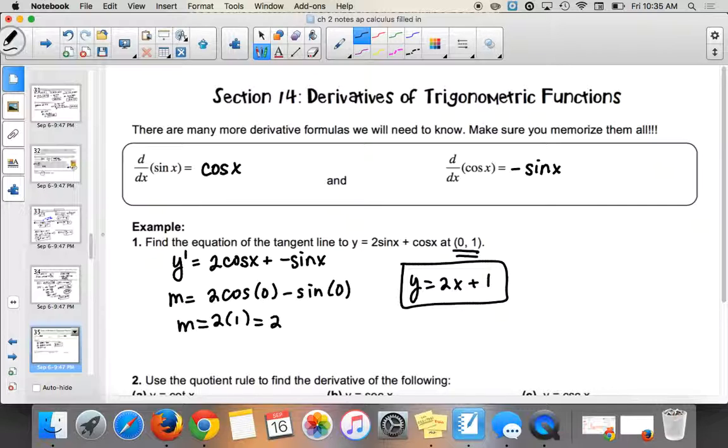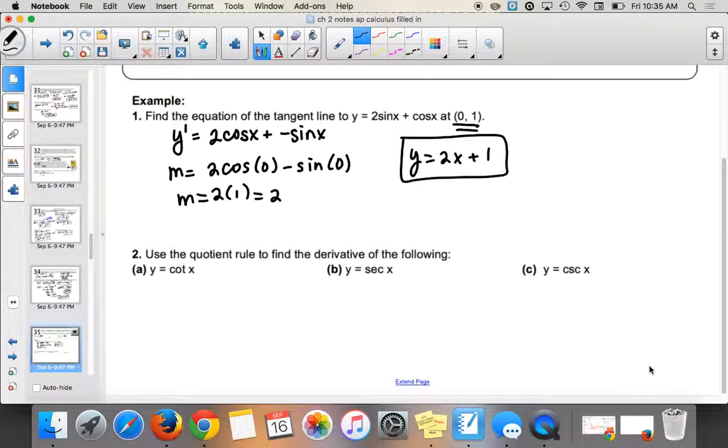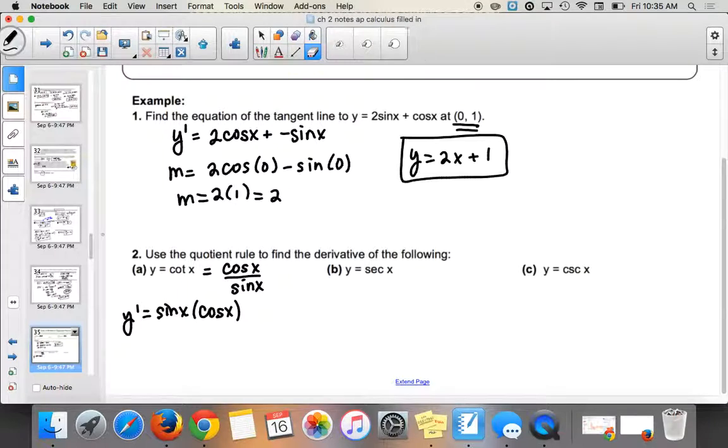Okay? So the next one says use the quotient rule to find the derivative of each of the following. So if we have cotangent of x, we know that that is cosine over sine, because it's the reciprocal of tangent, which is sine over cosine. So we take the derivative by doing our low d high minus high d low all over the square of what's below. Do you guys all have that memorized now? Some people don't do it. I had to do it. See, now I just messed it up.